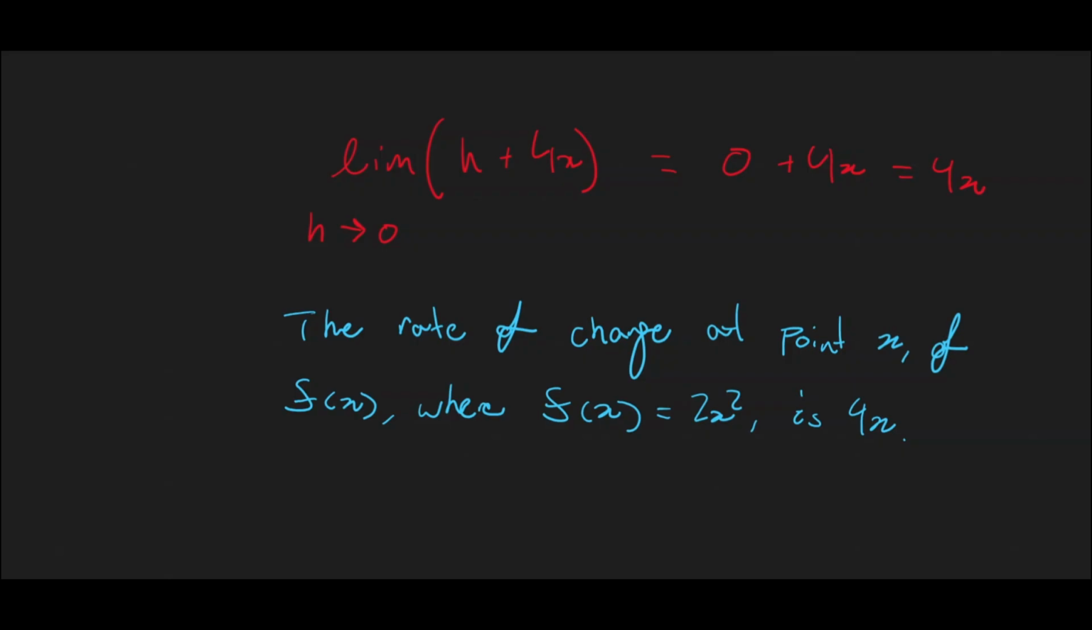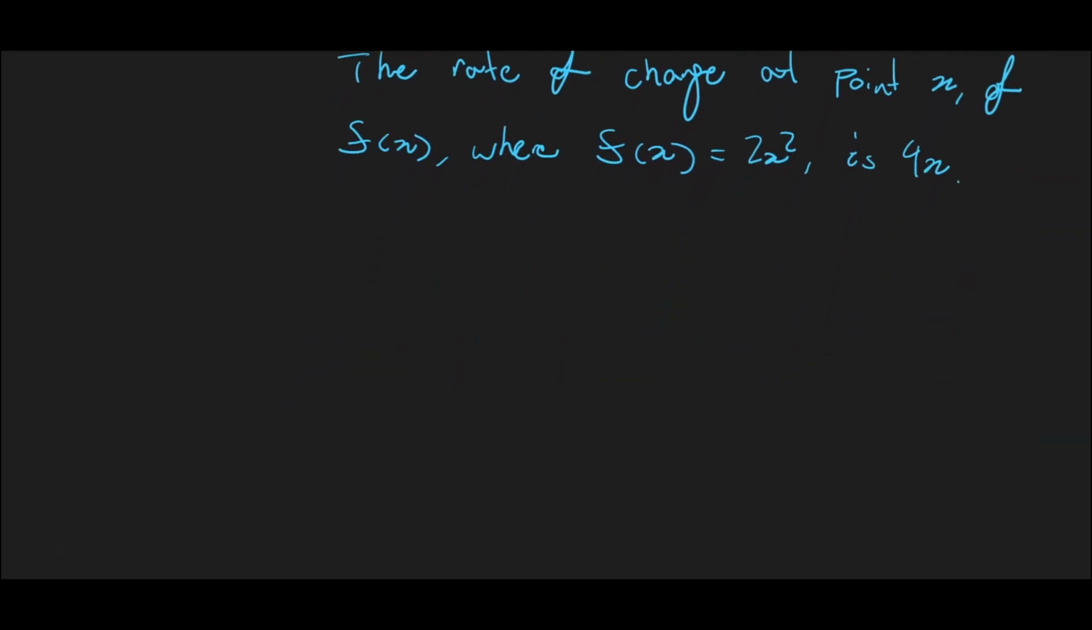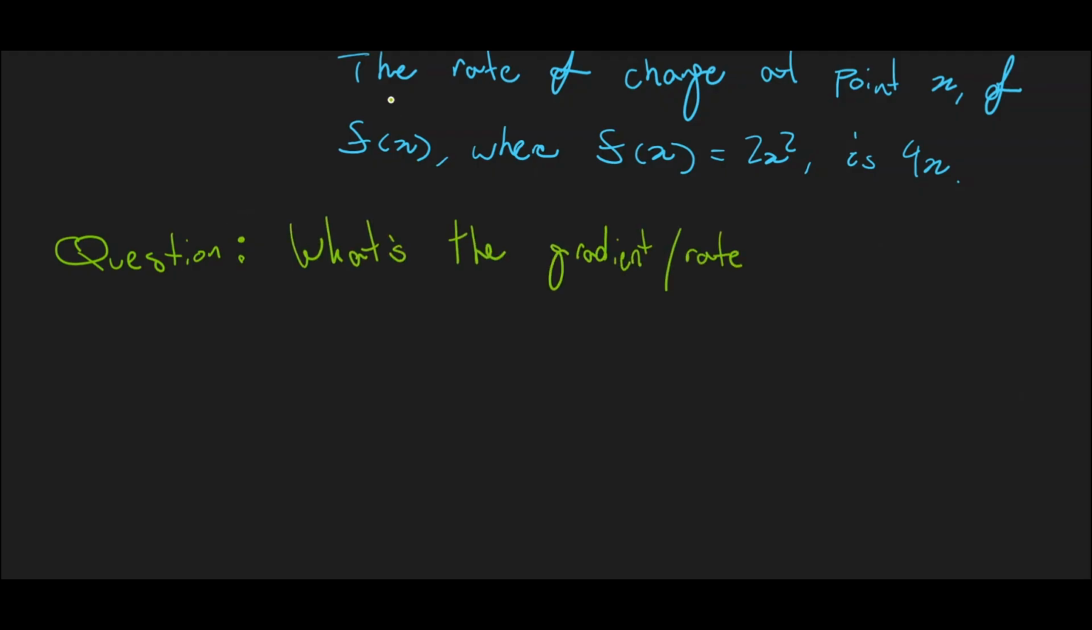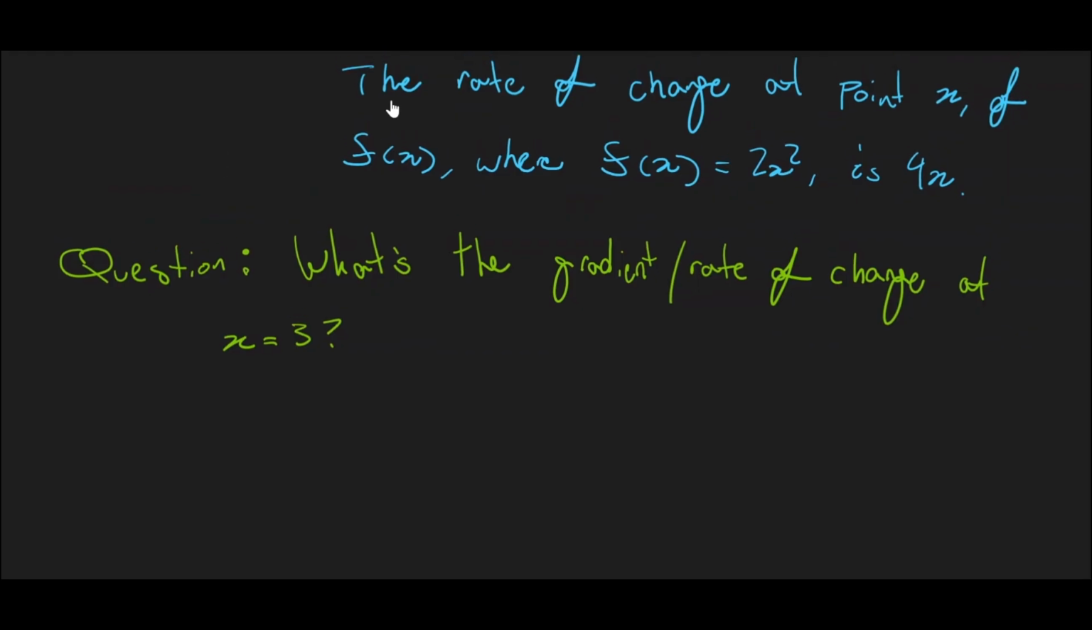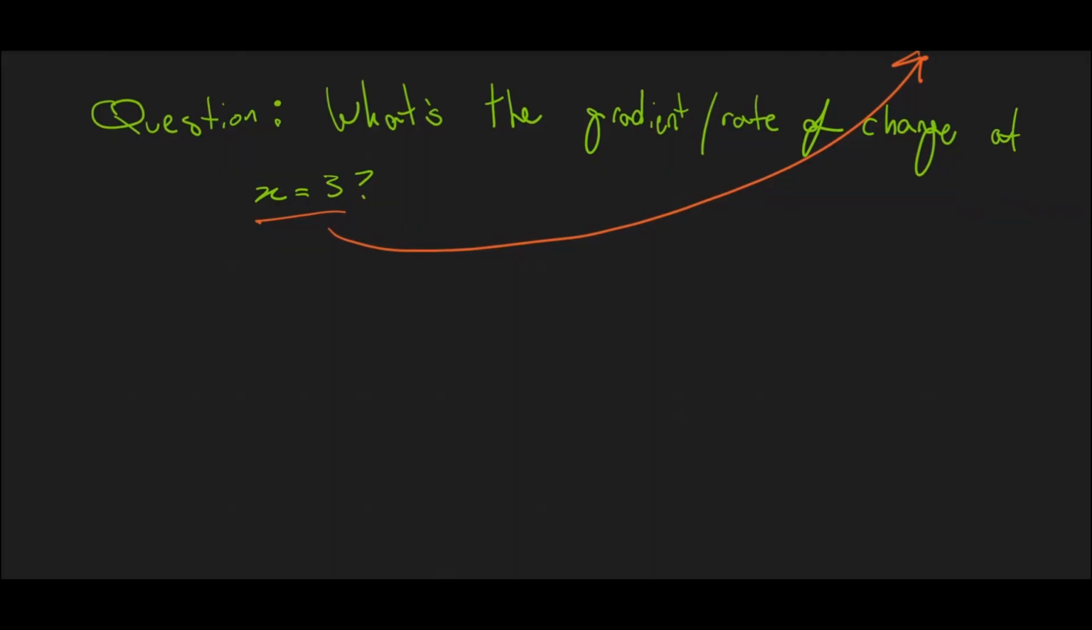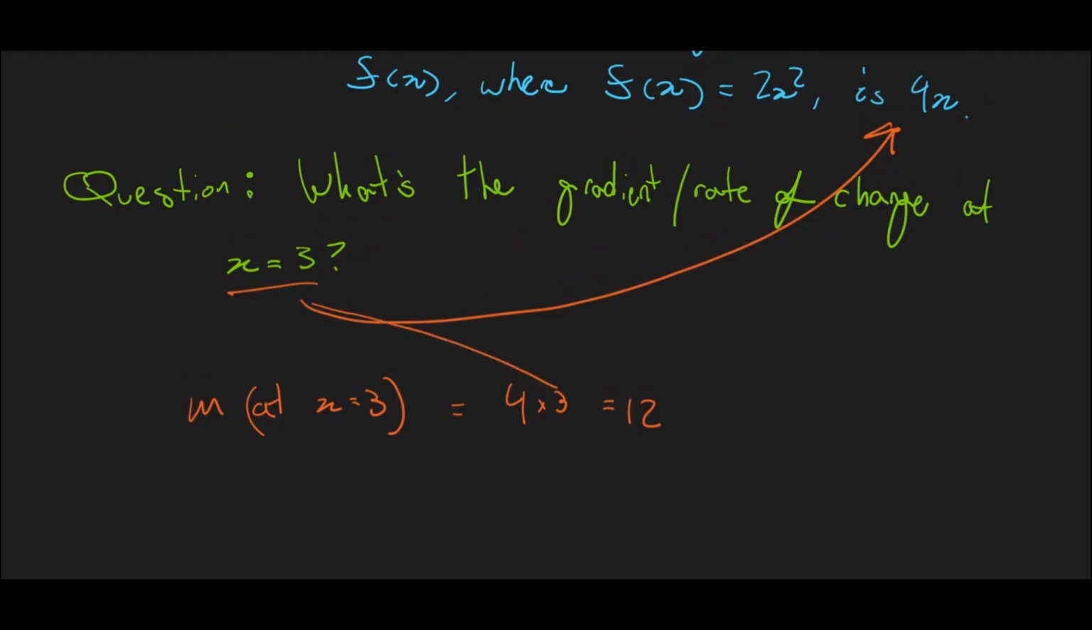That's really cool. And we can just extend this a little bit further. What's the gradient at point x equals 3? This is really cool because we can just substitute x equals 3 into that gradient function. For x, 4 times 3.